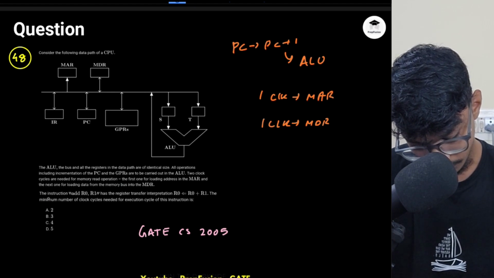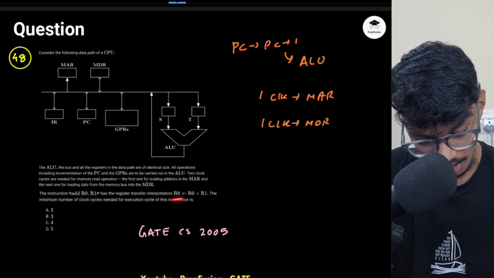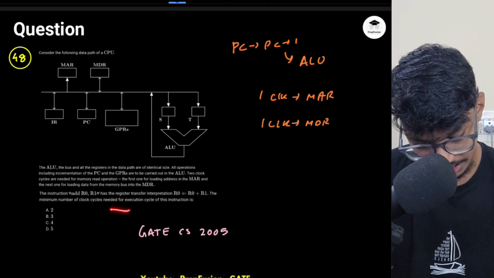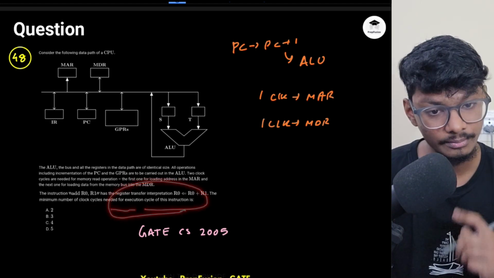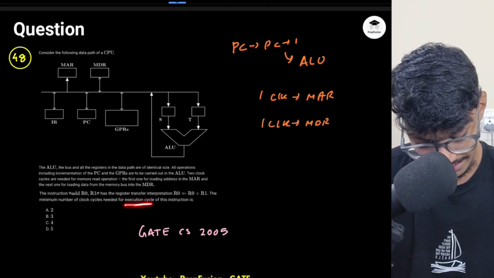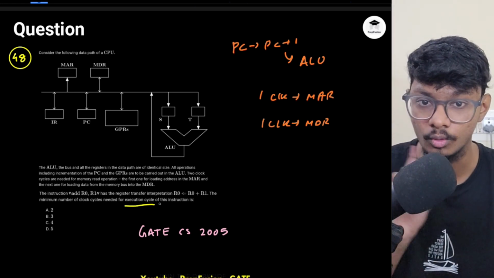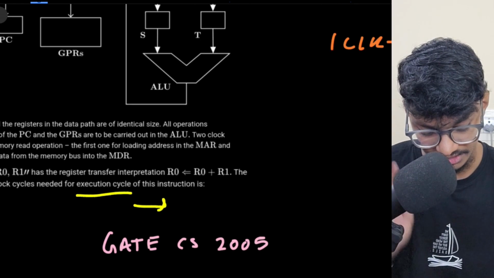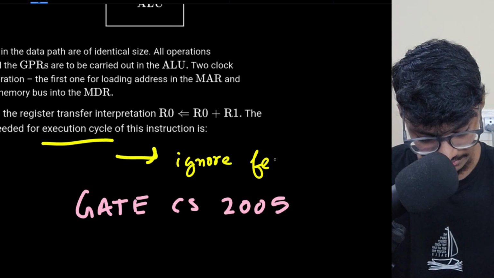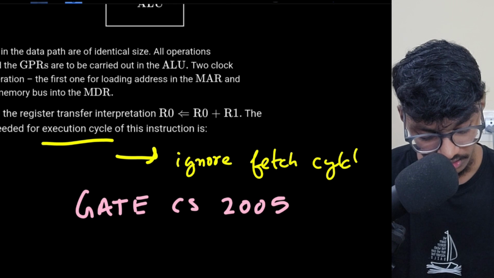Next we have the instruction add R0, R1, which has the register transfer interpretation that R0 equals R0 plus R1. What is the minimum number of clock cycles needed for the execution of this instruction? They are only telling me the execution cycle, right? Please read, don't mess up here. Execution cycle of the instruction. So I don't need to fetch the instruction. They have mentioned here the execution cycle, so we can ignore the fetch cycle. The assumption is the instruction has already been fetched.